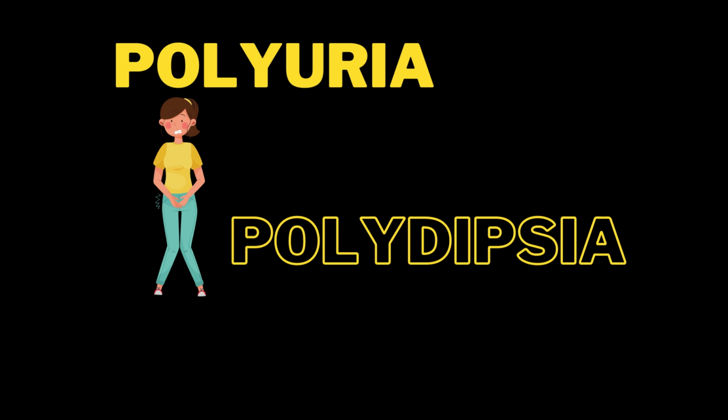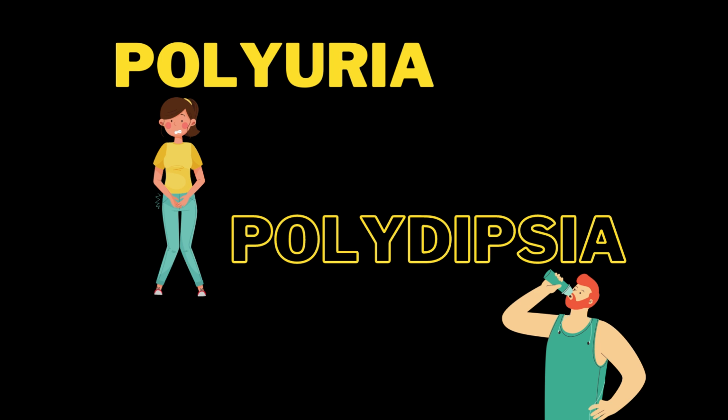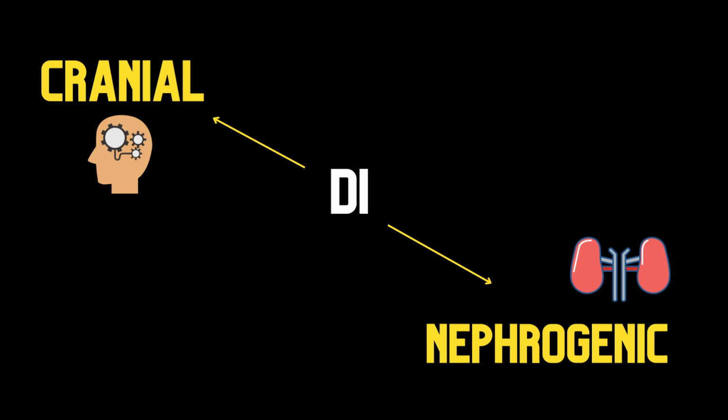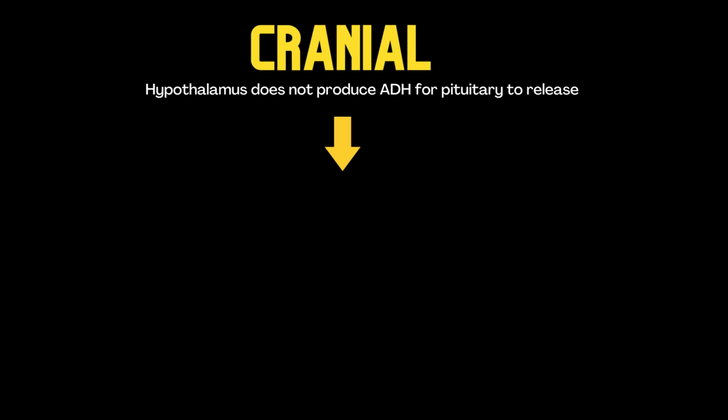Common presentations of diabetes insipidus are polyuria, which is an increase in urine production, and polydipsia, which is increased thirst. There are two types of diabetes insipidus: cranial, meaning the problem originates from the brain, or nephrogenic, meaning the problem originates from the kidneys. In cranial DI, the hypothalamus does not produce sufficient ADH for the pituitary to release.